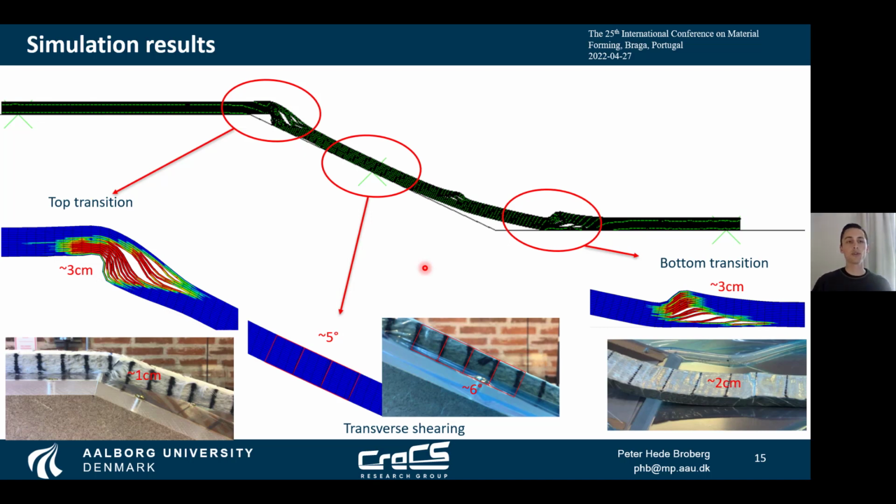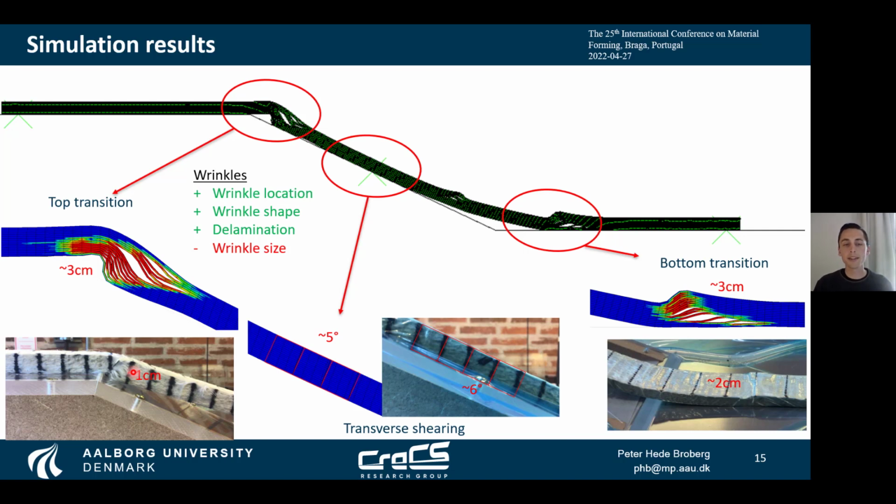So if we again return to this comparison of the model with the experiments, we can see that the model is capable of predicting the location and the overall shape of these wrinkles, both at the top and the bottom transition. And then it's also capable of predicting the delamination, which is the red areas here, binder delamination at the wrinkle sites, which is also what we observe in the experiments.